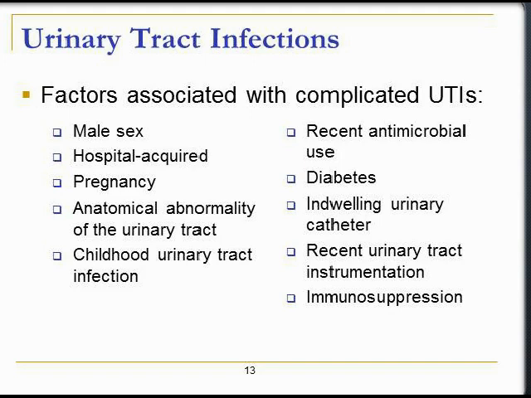And the factors that are associated with a complicated UTI are at the bottom of page 13, and they spill over into the top of page 14. And I've listed all of them here. There's quite a bit. Any male with a UTI, hospital-acquired, pregnancy, anatomic abnormalities, indwelling catheters, etc., and you can read through those on your own.